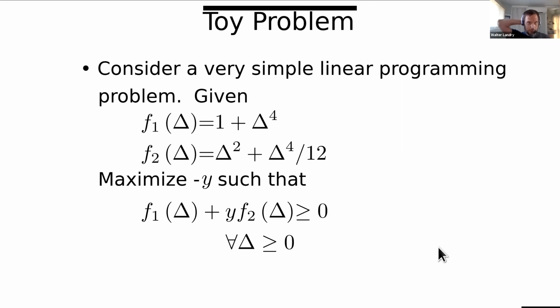So I'm sure a lot of you have seen this many times, but I'll just go over it again. We consider a very simple linear programming problem with two functions. We want to maximize this, minus y, such that this is always greater than 0 for all delta greater than 0. But we want minus y to be as big as possible.